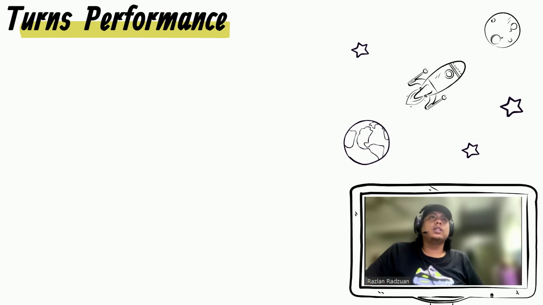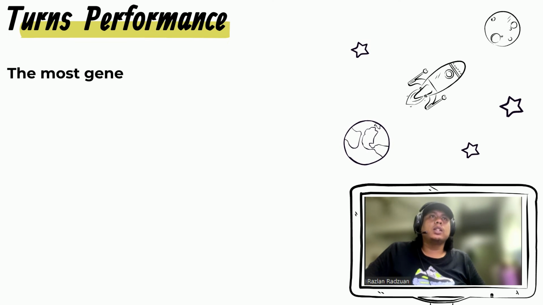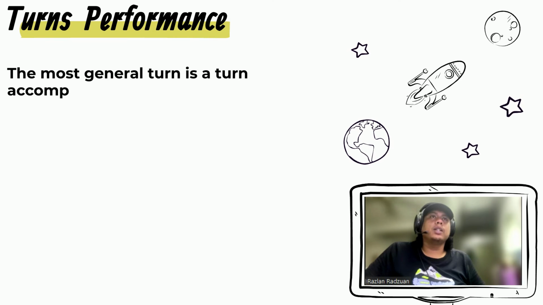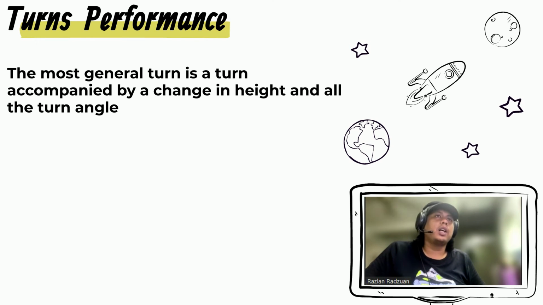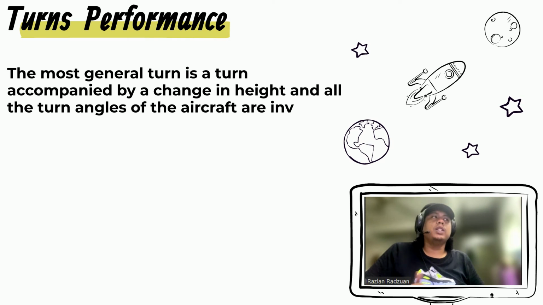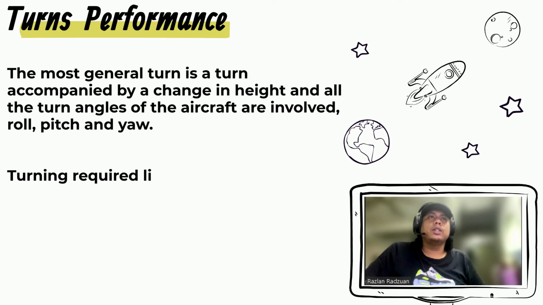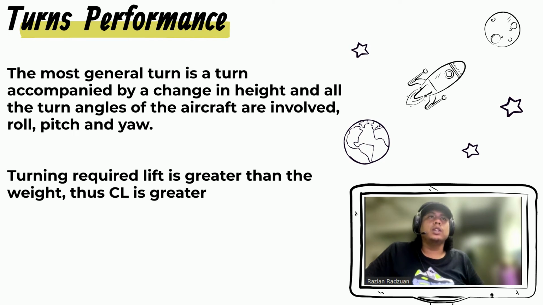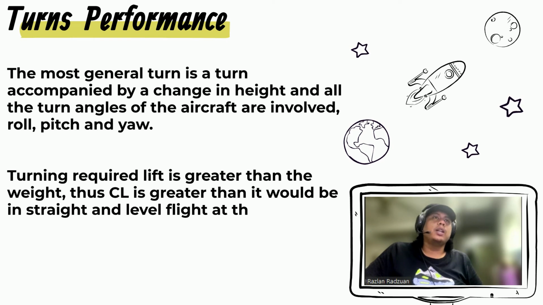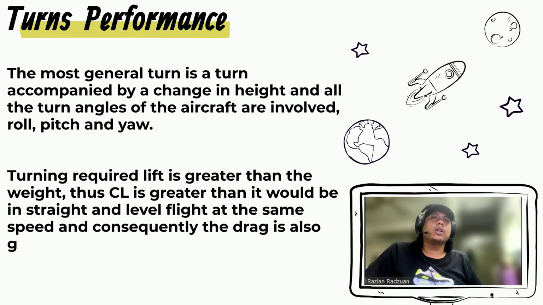Next is turn performance. The most general turn is a turn accompanied by a change in height, and in all turns the angle of the aircraft involves roll, pitch, and yaw. Turning requires lift greater than the weight, thus the lift coefficient is greater than it would be in straight and level flight at the same speed, and consequently the drag is also greater.